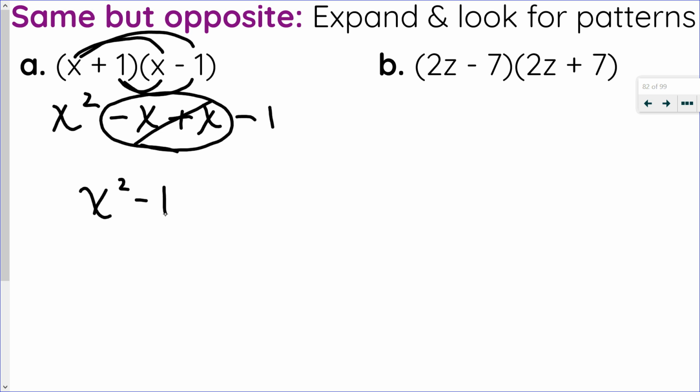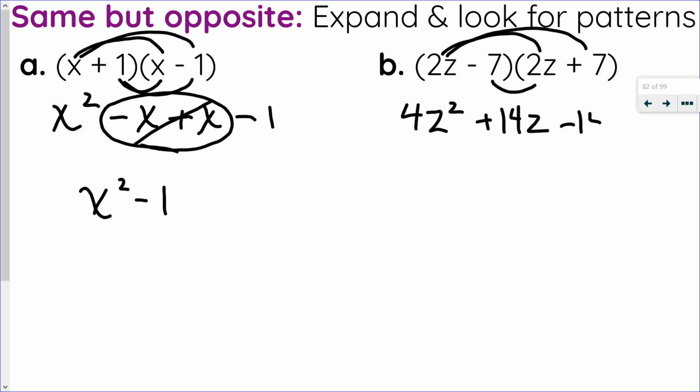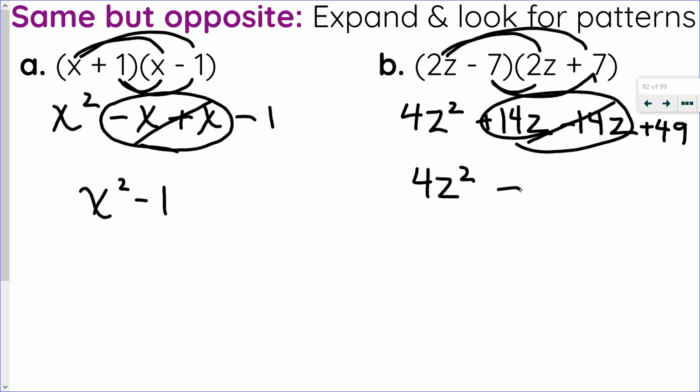So 2z times 2z is 4z squared. 2z times 7 is 14z. Negative 7 times 2z is negative 14z. And negative 7 times negative 7 is 49. So again, I get rid of my middle term in the middle. 14z take away 14z is 0. So I'm left with 4z squared plus 49. So what I see for a pattern, actually I have a little bit of a mistake here. I'm just noticing right here. This is actually minus. Negative 7 times positive 7, negative 49. So a little bit of a mistake there, sorry, but I corrected it.